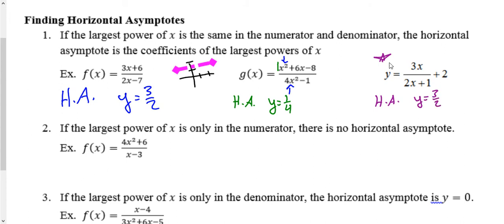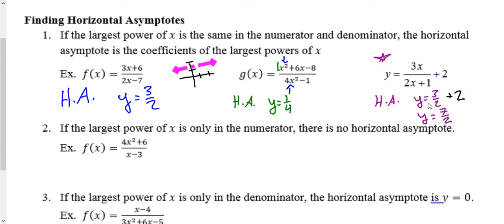But the kicker on this is that all of this here is my function, and then I have this plus 2, which is a vertical translation. If I have a vertical translation, it's going to affect my y values. So on top of finding my horizontal asymptote, I need to translate it up 2 units. So I'm going to go plus 2. In this case, my horizontal asymptote now is equal to 3 halves plus 4 halves, which is 7 halves.